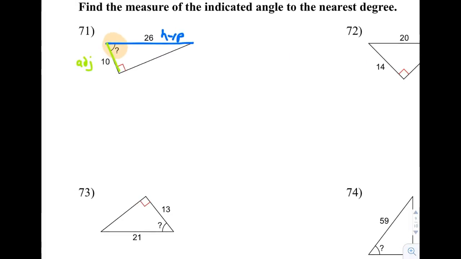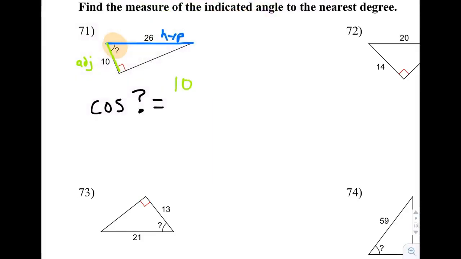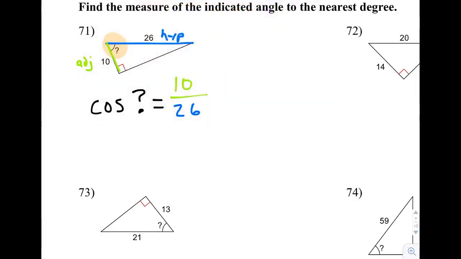And so we are going to write this all out as the cosine of question mark, you could replace that with x or something, is equal to the adjacent 10 over the hypotenuse of 26. To solve this, we need to undo the cosine. We need to take the inverse cosine of both sides so that we get question mark or x alone. So we're going to take the inverse cosine of this side, and whatever we do to one side, we have to do to the other side in order to keep everything in balance. So the cosine -1 of 10 over 26.